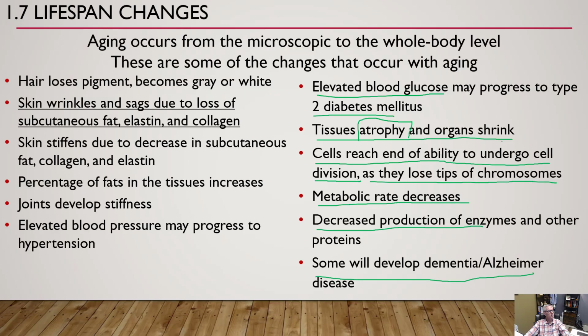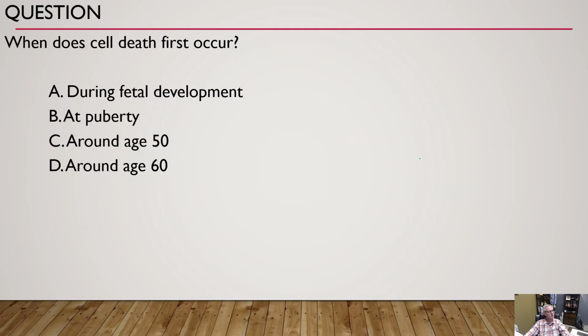So up here, I didn't tell you up here, but when does cell death first occur? We'll actually see it occurs during fetal development. When you're in the womb, your hands are webbed and kind of like a duck, and we have these special cells that will come in and kind of unweb your hand and kill off those cells.